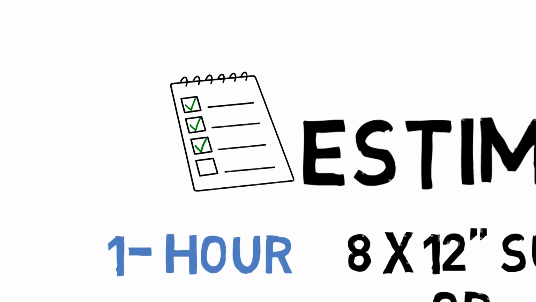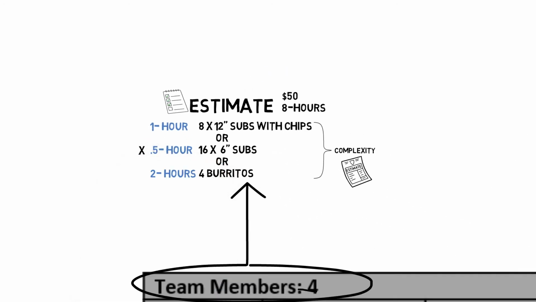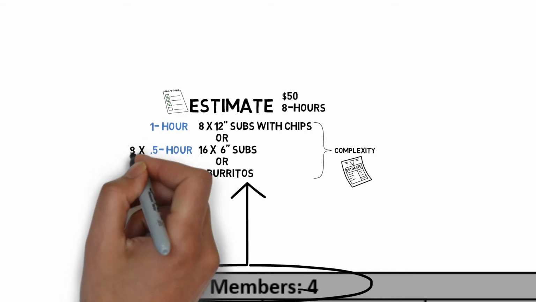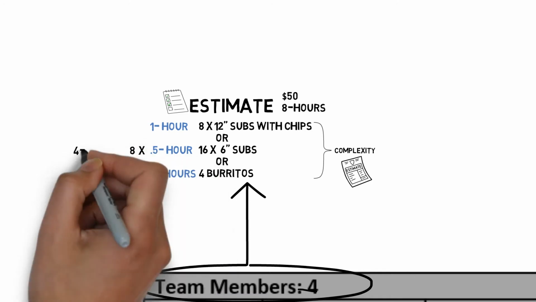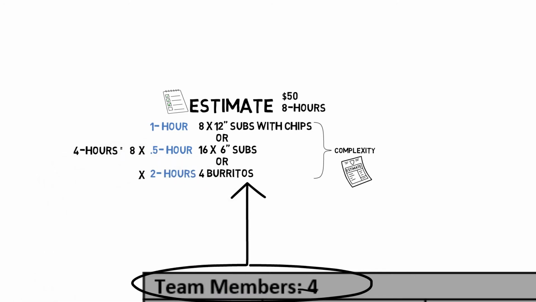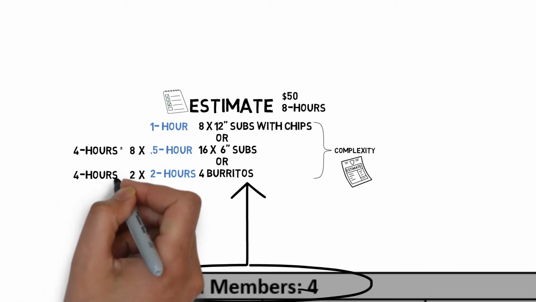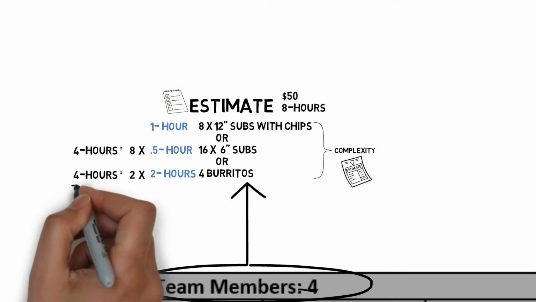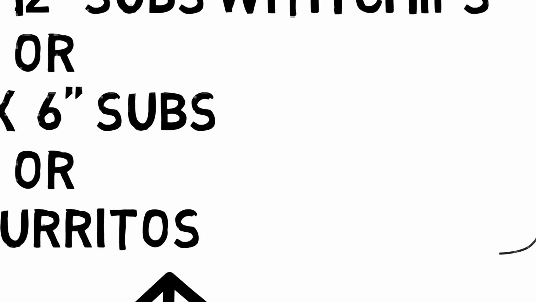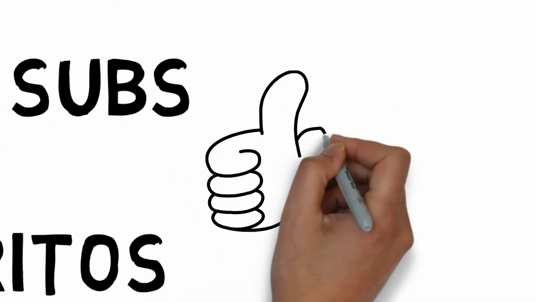For example, in any 8-hour window, if a team delivers 8 6-inch subs, which is estimated to take the team a total of 4 hours, and 2 burritos, which is estimated to take the team an additional 4 hours, these orders when combined equal 8, which is the expected value that was proposed.